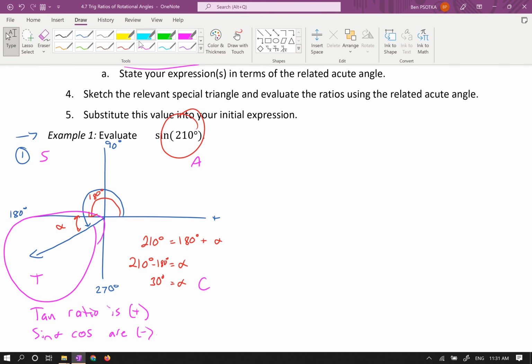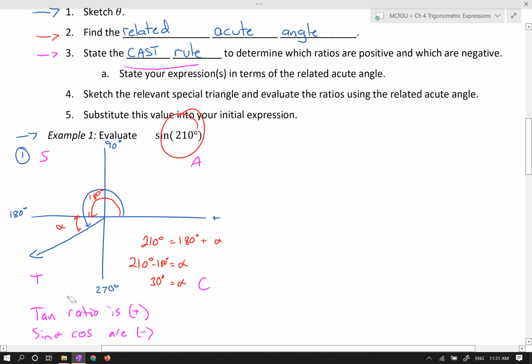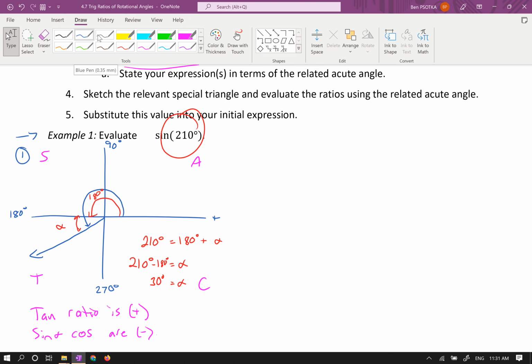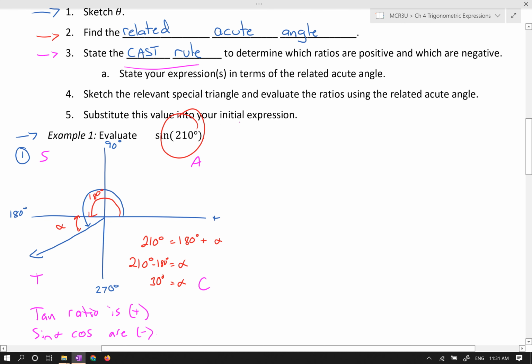So we're going to take advantage of a little bit of symmetry here. We have the sine of 210 degrees. That's what we're working with here. Now, are we expecting this to be a positive ratio or a negative ratio? Well, I'm working in quadrant 3. In quadrant 3, my sine ratio is negative. So this is going to be a negative ratio.